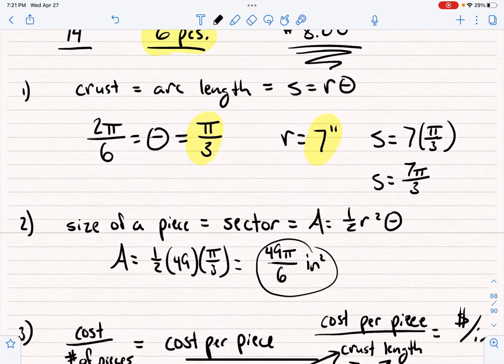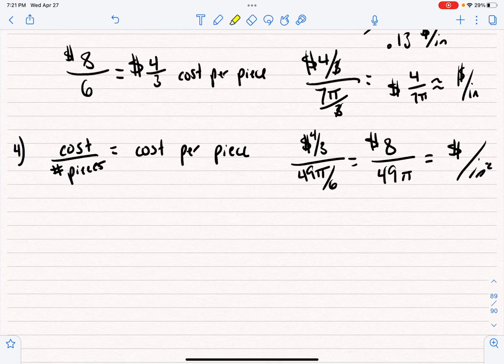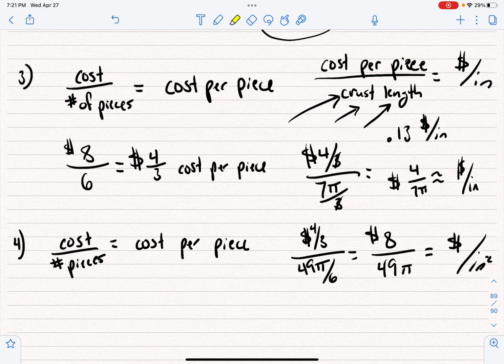Okay, I hope this makes sense. All I'm trying to do is connect these ideas of arc length and sector to something a little bit more real world. I know the problem itself is a little bit goofy, but hopefully this is enough of an intro to kind of track along. I'm sorry I didn't bring a calculator out with me.